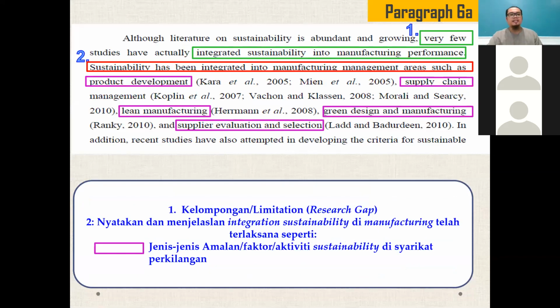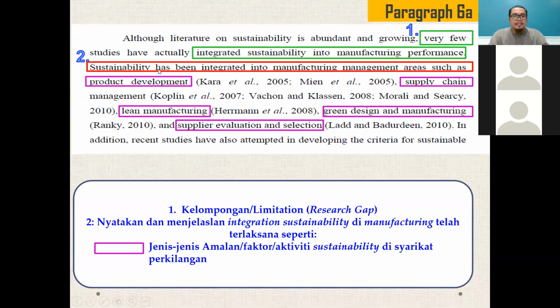Okay, paragraph number 6. Although literature on sustainability is abundant and growing, very few studies have actually integrated sustainability into manufacturing performance. I do not agree with this statement being here. This statement should not be in the research background. It should be in the problem statement. When you try to highlight the research gap, this one is a research gap: very few studies have actually integrated. You should write it in the problem statement, not in your research background.